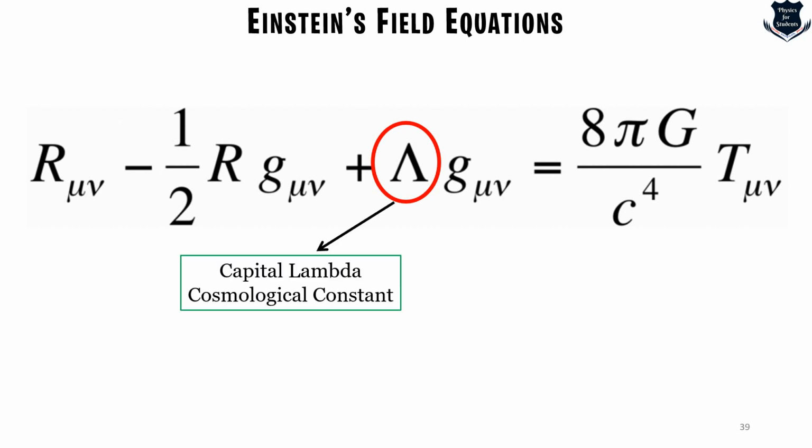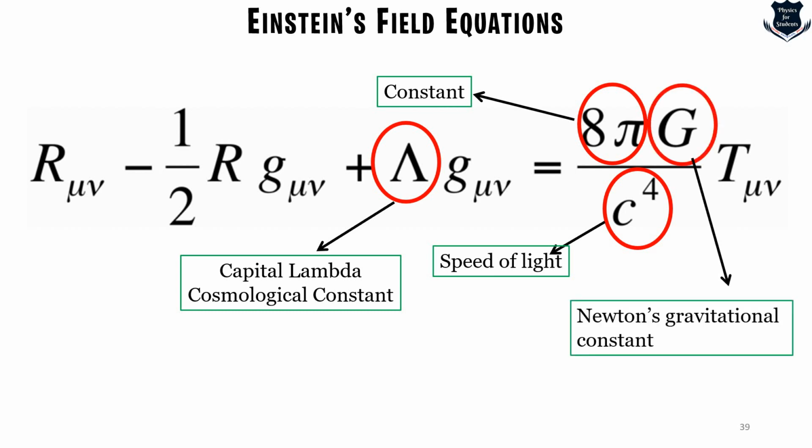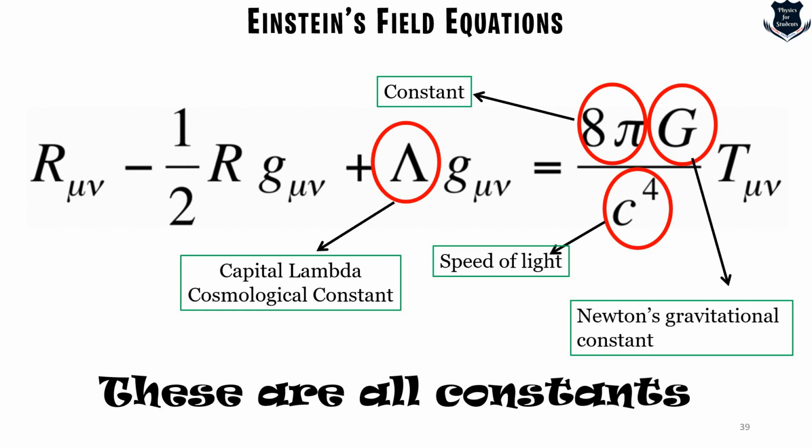This lambda is basically the capital lambda, the cosmological constant. This c^4 is nothing more than the speed of light, which was taken into account with the 4 dimensions. The 8 pi actually comes from the constant, and this comes from Poisson's equation. G is the good old Newton's gravitational constant, and these are the constants.